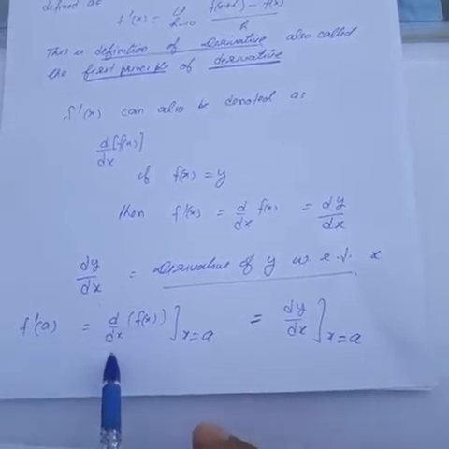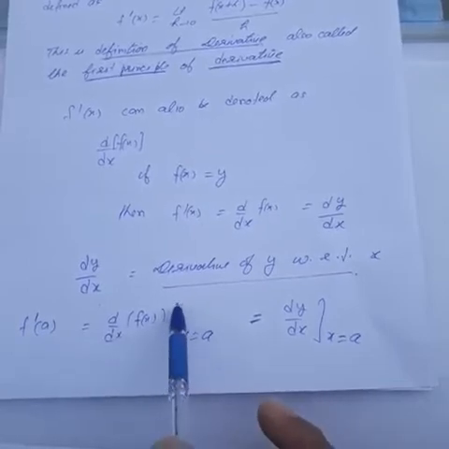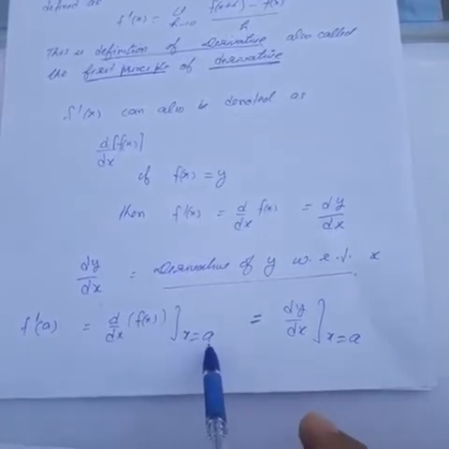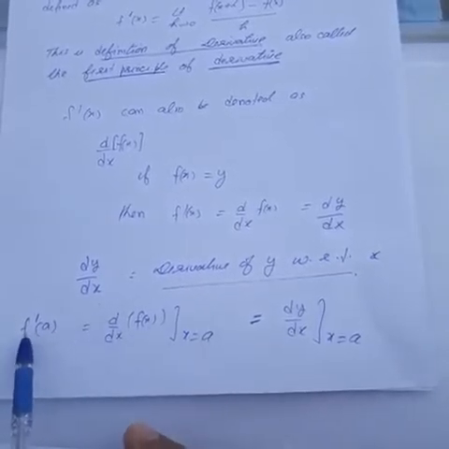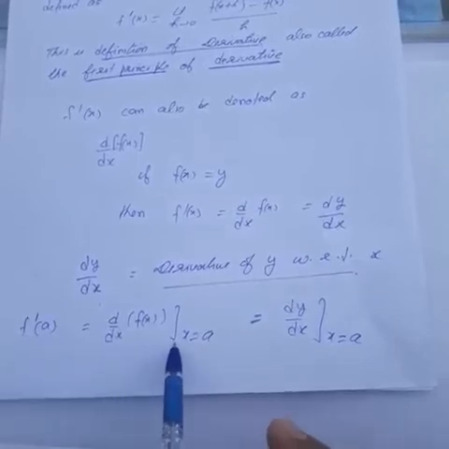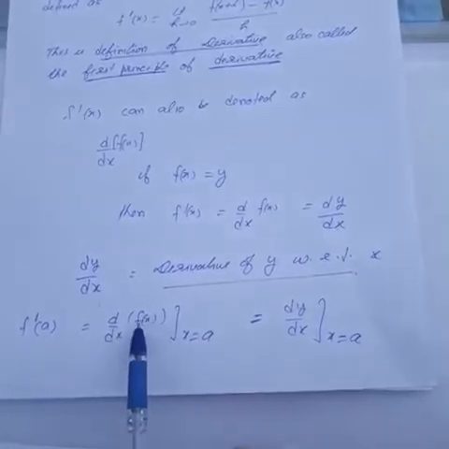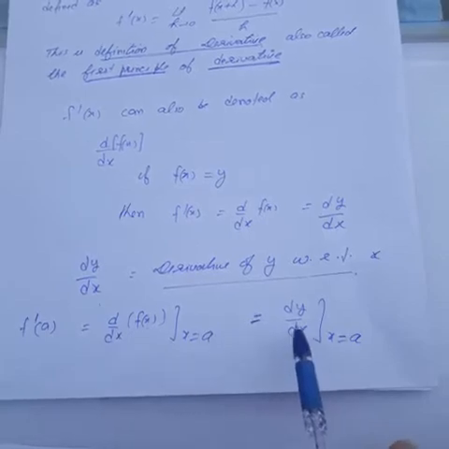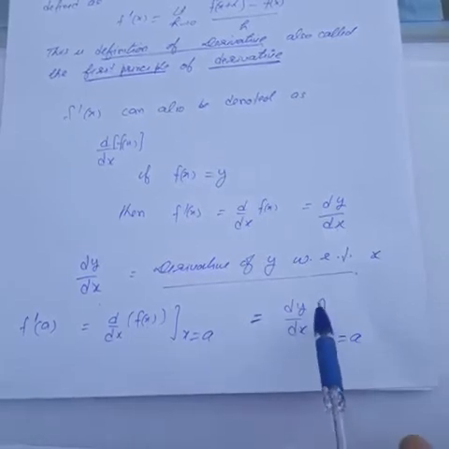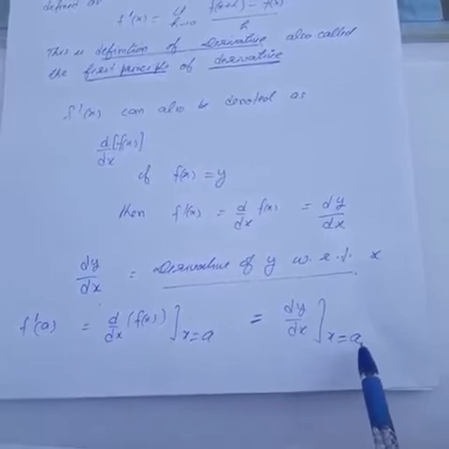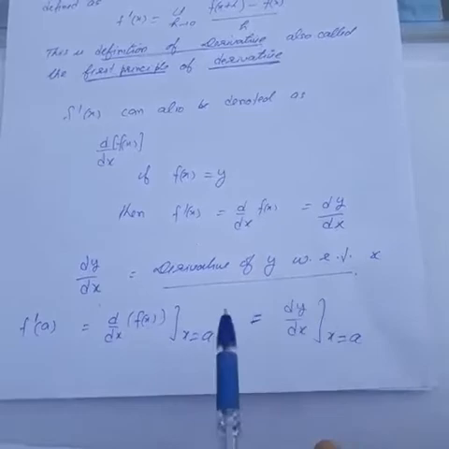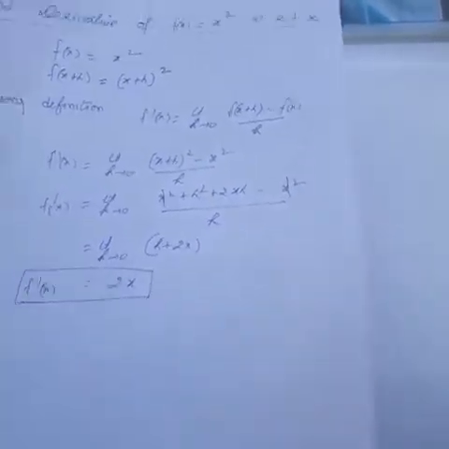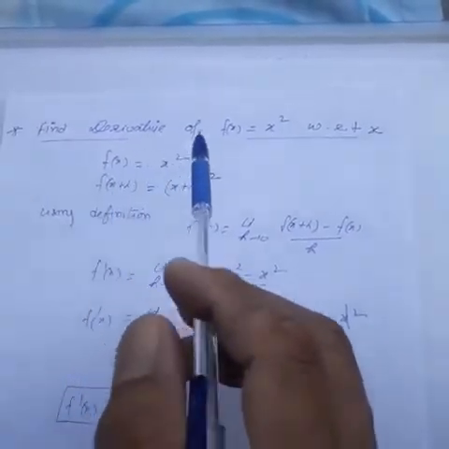In terms of d/dx, it will be d/dx of f(x), apply bracket on one side, x is equal to a. It is the derivative of f(x) at a, and it is equal to f'(a). So f'(a) can also be written in this way. And if f(x) is equal to y, then it can be written like this also, dy/dx, apply bracket on one side, x is equal to a. It means the derivative of y when x is equal to a. This is the particular derivative. So now to apply the definition, consider one example.